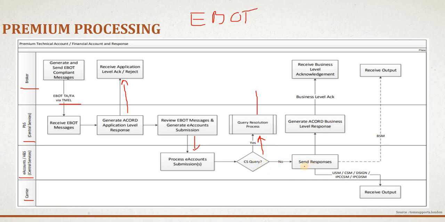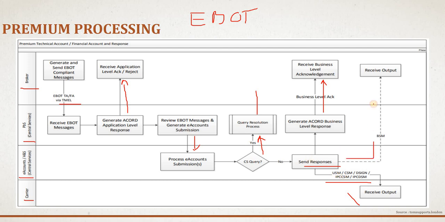Otherwise, if there is no query, then the central services will process this transaction and send the messages back to the carriers in order to consume those messages in their system, or it will generate the Accord level responses back to the broker, indicating that the message has been consumed successfully or the transaction has been done successfully.